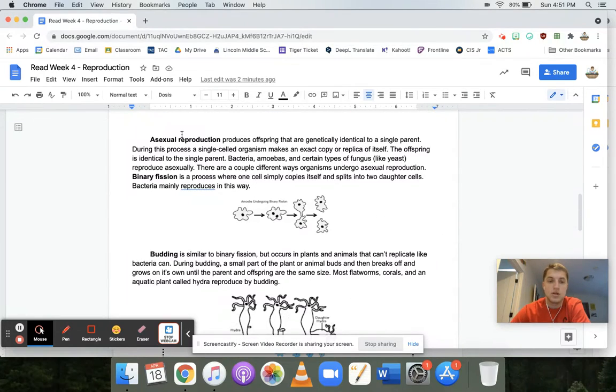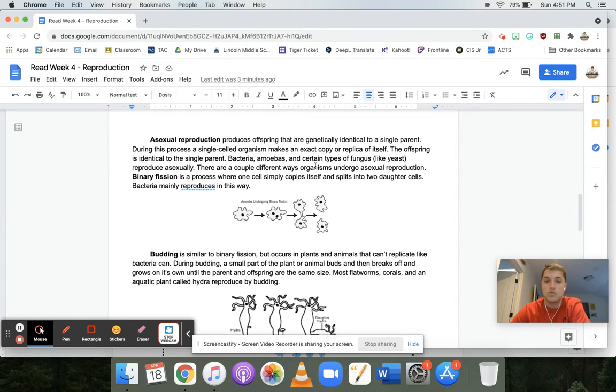Asexual reproduction. Asexual reproduction produces offspring that are genetically identical to the single parent. During this process, the single-celled organism makes an exact copy or replica of itself. The offspring is identical to the single parent. Bacteria, amoebas, and certain types of fungus, like yeast, reproduce asexually.